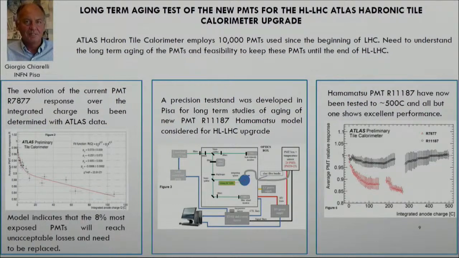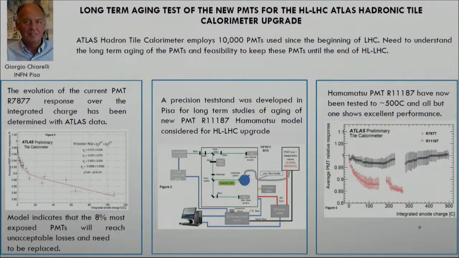So the ATLAS hadron calorimeter is using about 10,000 PMTs, which were installed at the beginning of the LHC. And of course, at the end of HL-LHC, these PMTs will be very old. So we have to ask ourselves the question, is that realistic? Here are some studies from the Pisa group showing the evolution of the current installed ATLAS PMTs in the hadron calorimeter. And you can see the response is falling down as a function of the integrated charge.